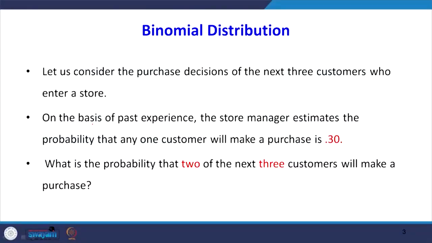First we will see what is the application of this binomial distribution, otherwise what is the need of this binomial distribution. We will take one practical example that I will solve manually with the help of our concept of probability. Then I will tell you how the concept of binomial distribution will help us to solve this problem in a quick way. Let us consider the purchase decision of the next 3 customers who enter a store. On the basis of past experience, the store manager estimates the probability that any one customer will make a purchase is 0.30. Now, what is the probability that 2 of the next 3 customers will make a purchase?